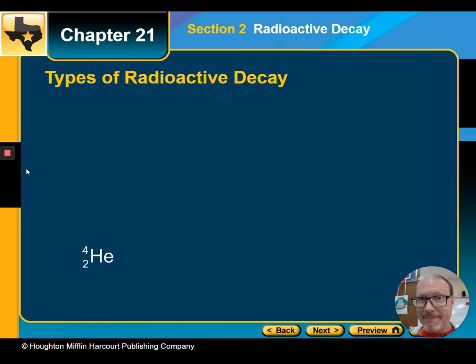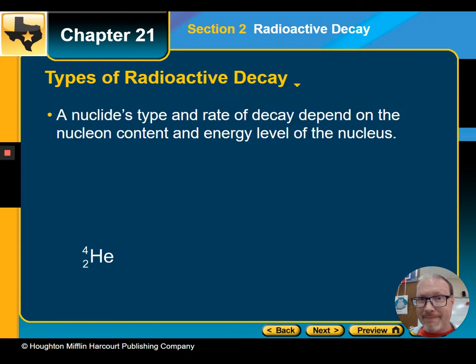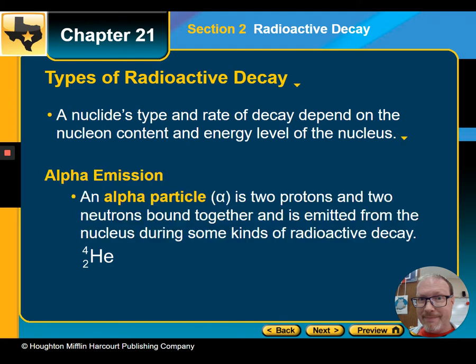So let's talk about types of radioactive decay. The first type we're going to talk about is something called an alpha particle. An alpha particle has this symbol right here. It looks a little bit like a fish. That's the Greek letter alpha. It's the first letter of the Greek alphabet. That's where we get the name alphabet from. An alpha particle is just a helium nucleus.